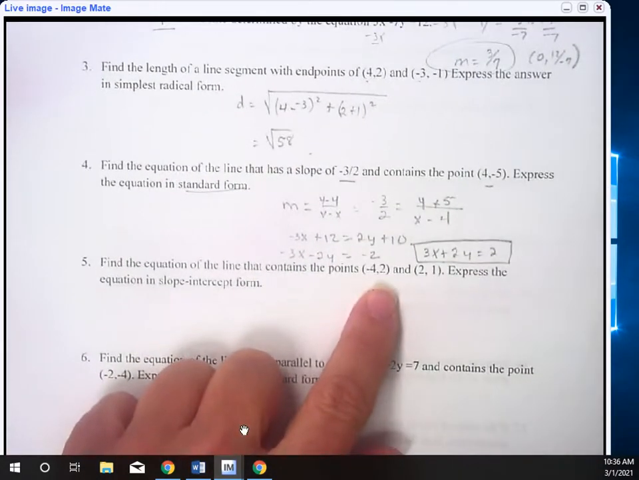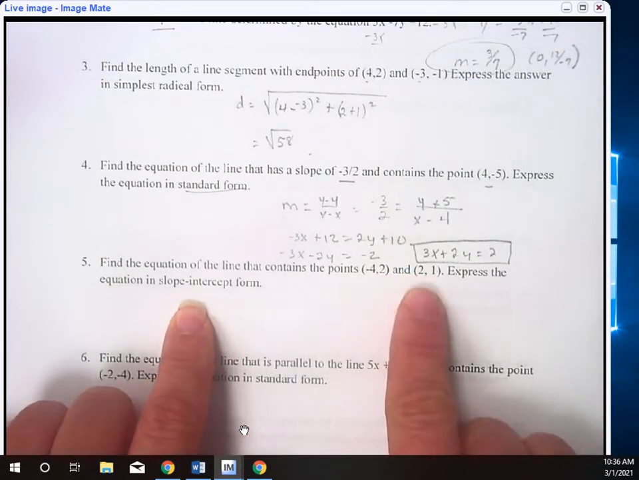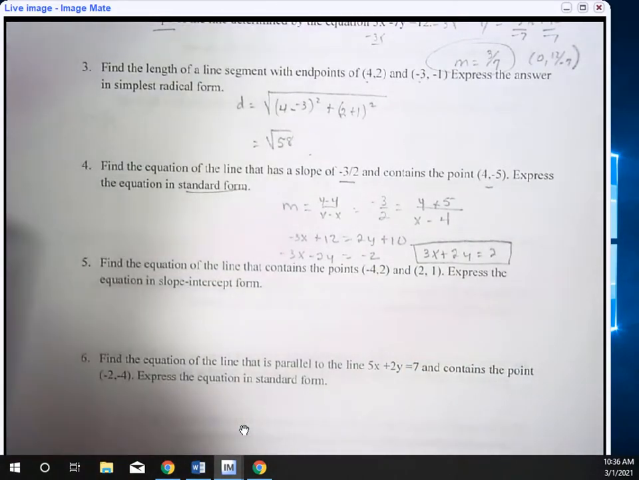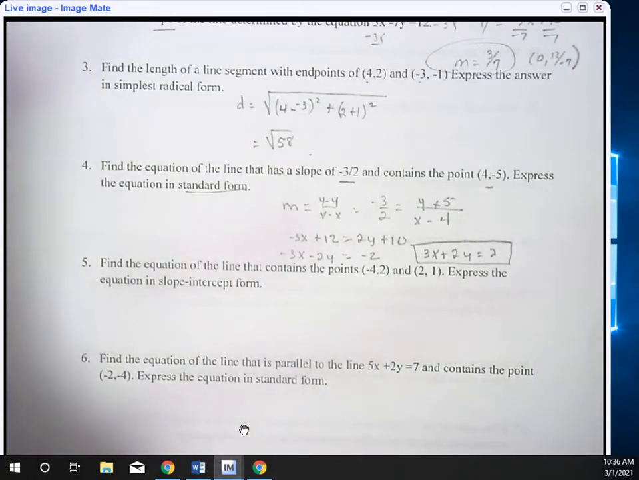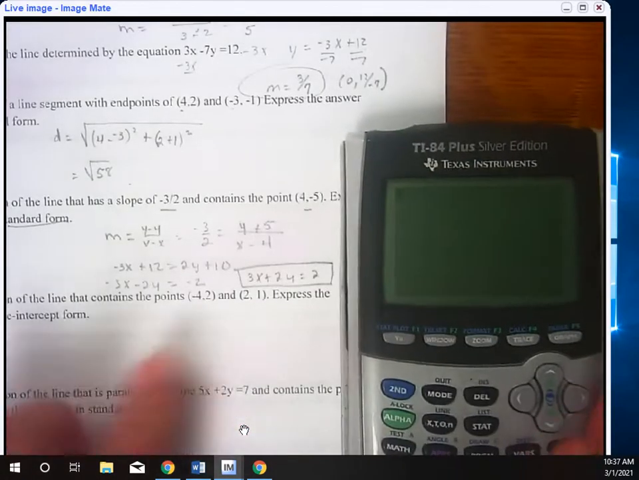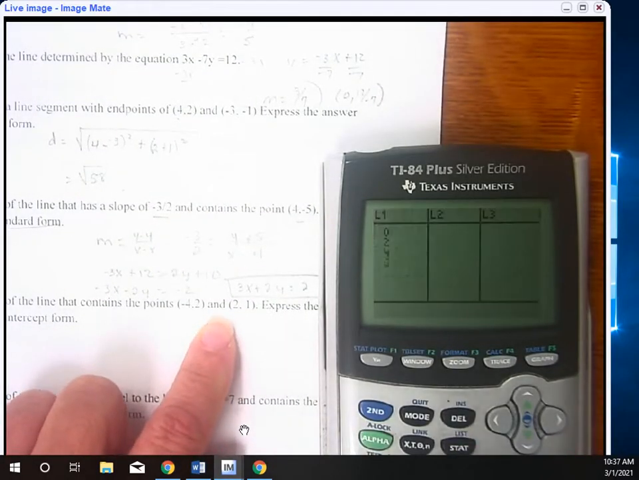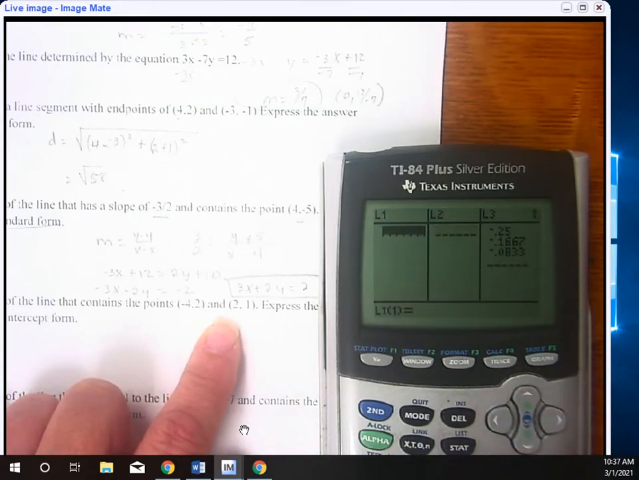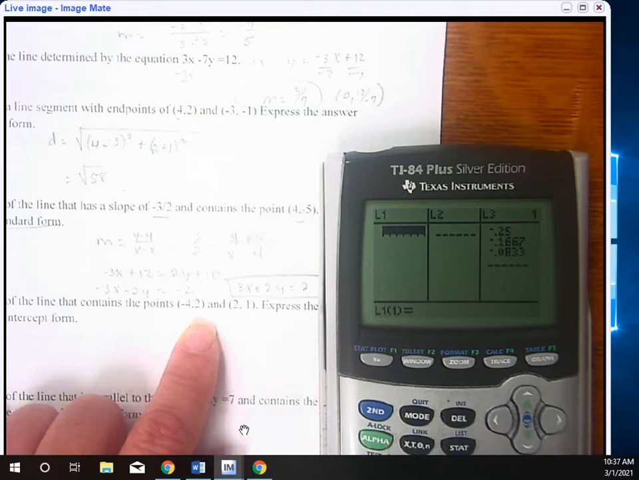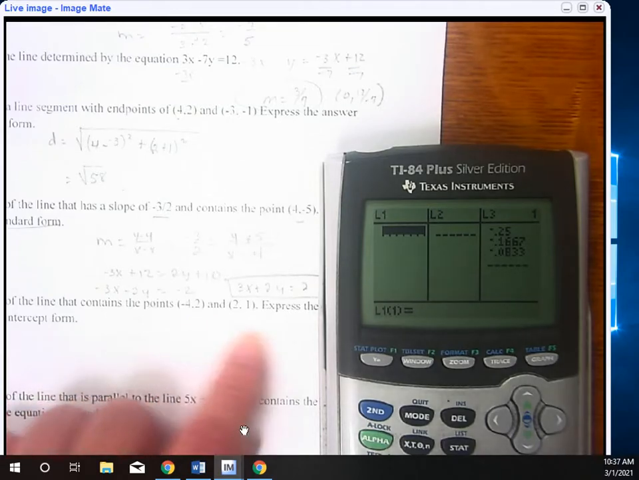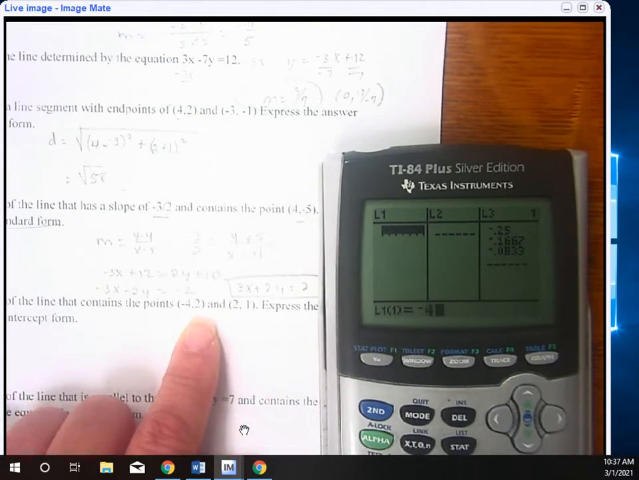So in this case, it says put it in slope-intercept form. I have 2 points. The fastest way for me is to use my calculator. So how do I put 2 points in the calculator? Stat, edit. Now, if you're in an Algebra 1 class, your teacher's going to want you to do this by hand. And so you're going to have to use your slope formula, m equals y minus y over x minus x, find the slope, and then put it back in. You guys have been there, done that.